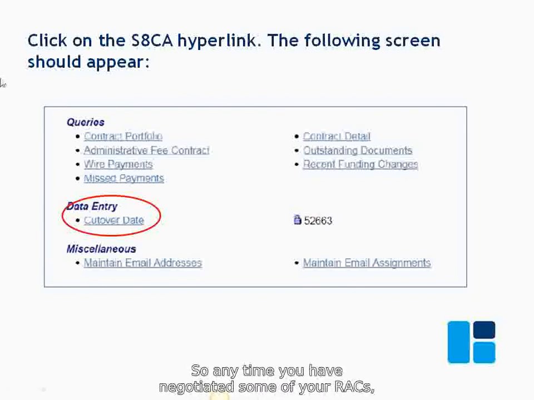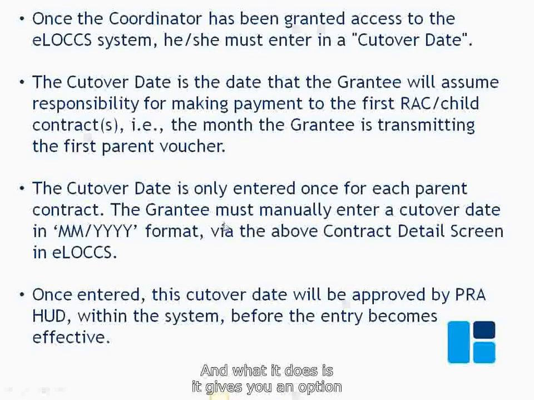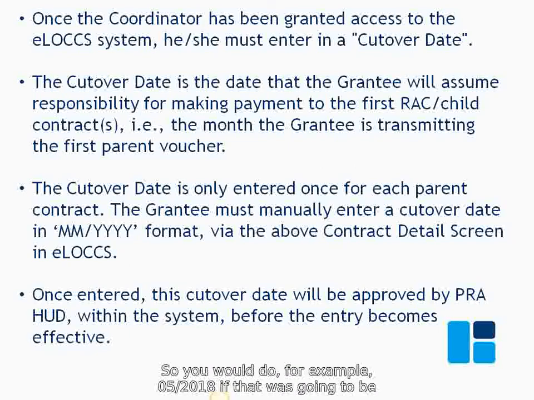So anytime you have negotiated some of your RACs and you're getting ready to submit your very first parent voucher to me for review, before it's going to get funded, you're going to need to enter in your cutover date here. You actually click on this, and what it does is it gives you an option to put in the cutover date in month, year format. So you would do, for example, 05/2018, if that was going to be the very first voucher that you sent as a parent voucher.